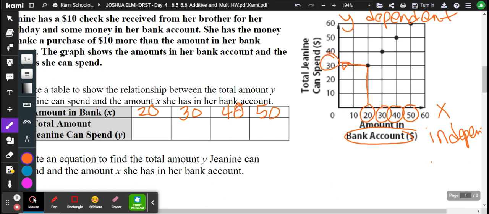So when X is 20, how much is in the account? Or let's see, how much can she spend? 30. When 30 is in the account, what's the total amount she can spend? 40. Input, output.